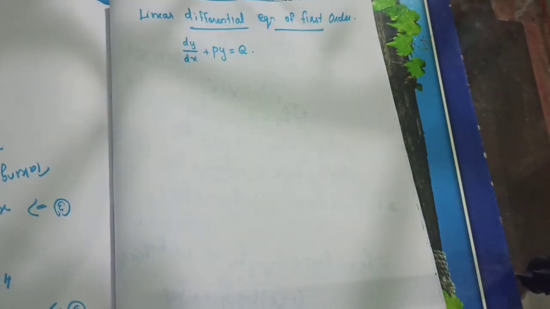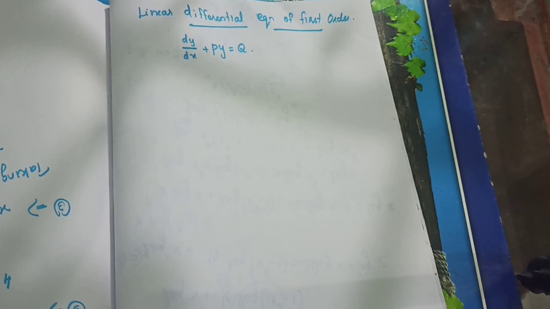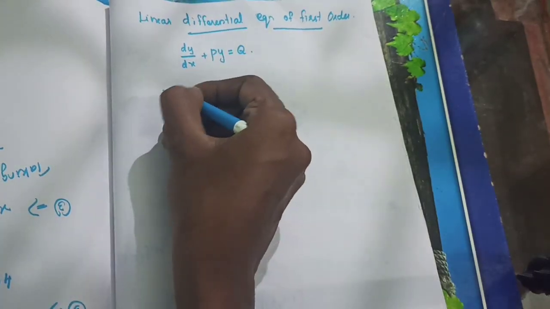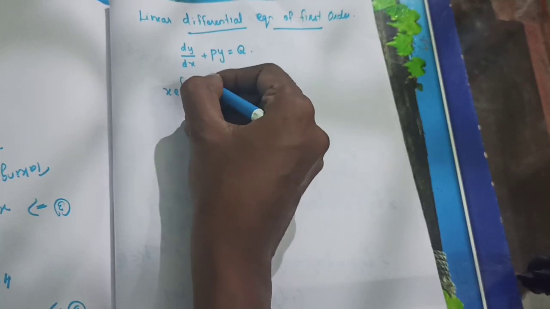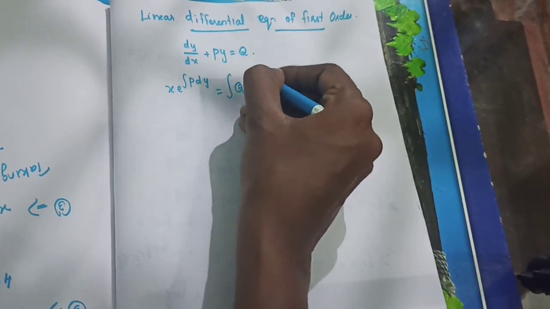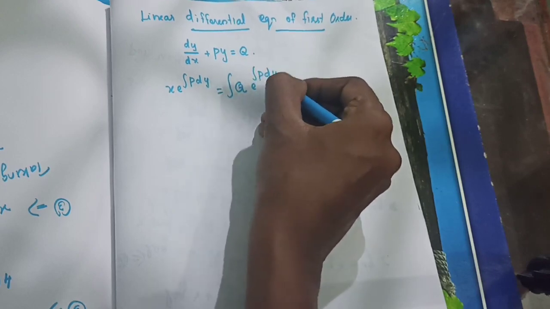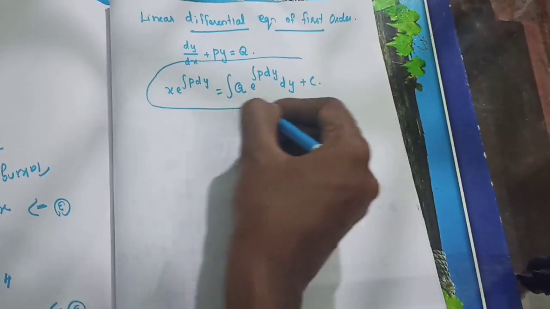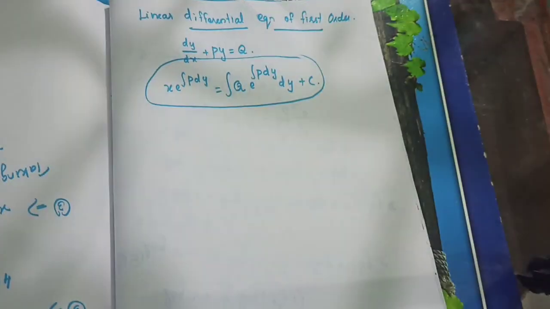Directly you can move to the problem. Just go through this one. One thing you need to take down in your notes: on page number 92, there is a note. This is a formula we will use here: x e power integral p dy equals integral q e power integral p dy plus c. It is mentioned in your book on page number 92 as a note.